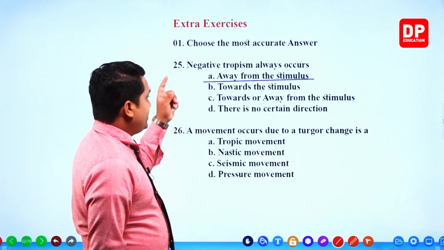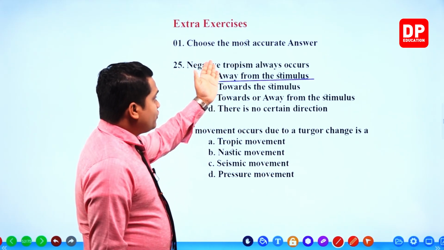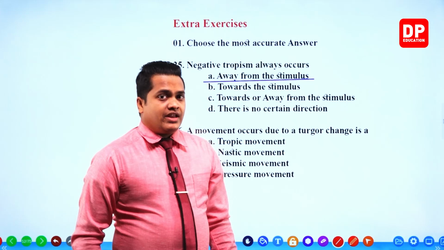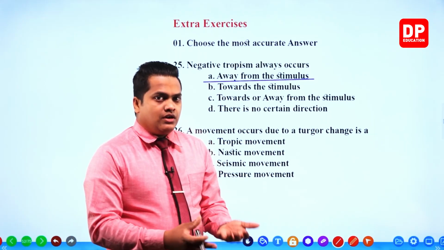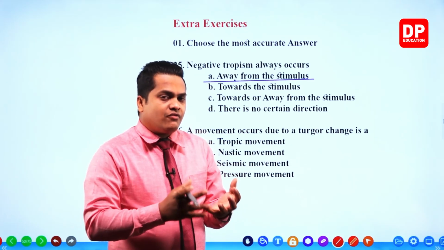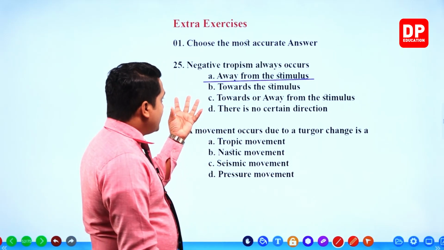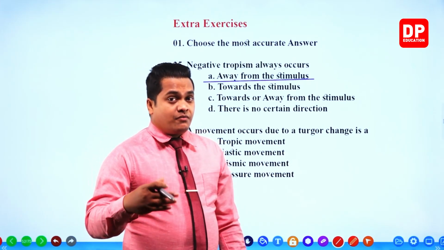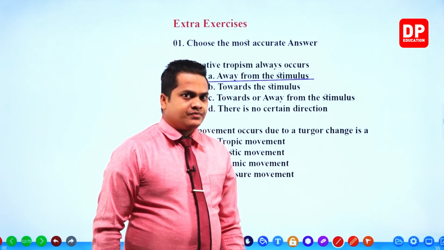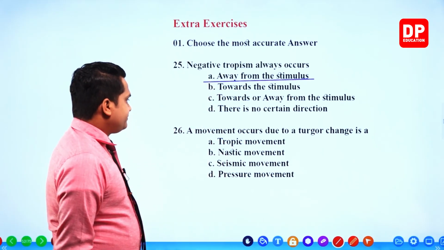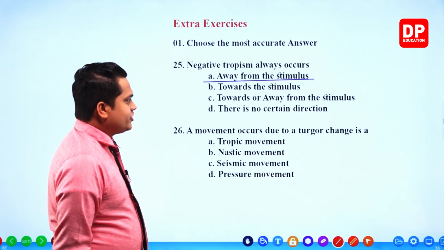The answer would be, my dear children, away from the stimulus. Always remember, negative tropism means it is going to occur away from the direction of the stimulus. That is why it is referred to as negative tropism. If it is a positive tropism, then it is towards. Then the next one. A movement occurs due to a turgor change.